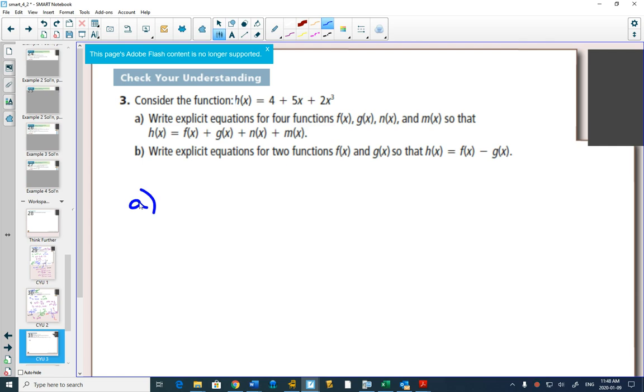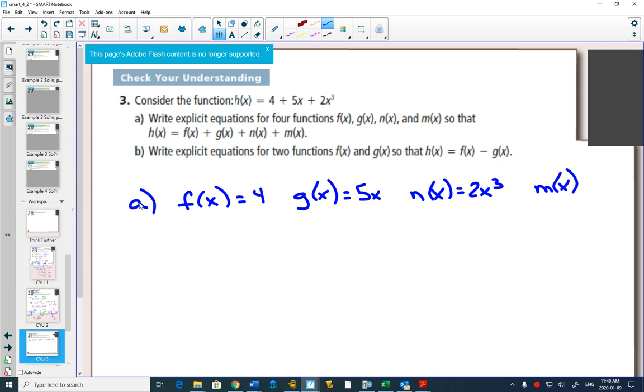Can you see that if you made f of x 4, then g of x, the 5x, n of x, the 2x cubed, what would we have to make m of x to make it work? Because we want to add them together. Because it doesn't make sense that it's 4 plus 5x plus, I get a 4 plus 5x plus 2x cubed. What could I make m of x? 0. Perfect. That's one example.